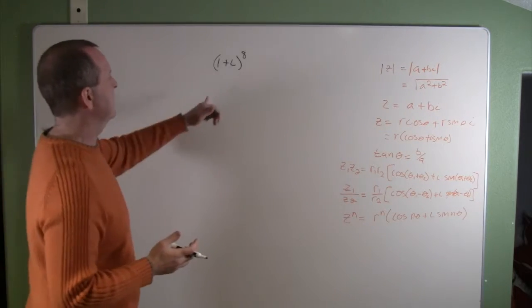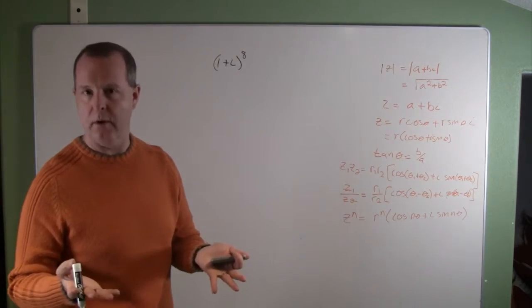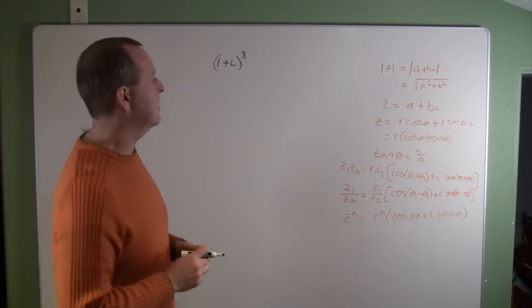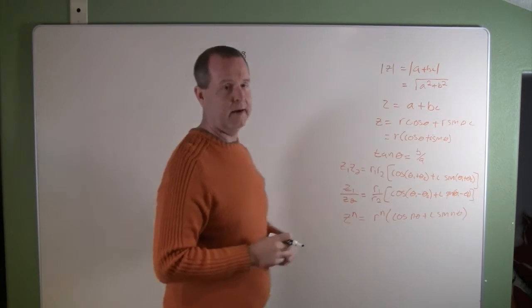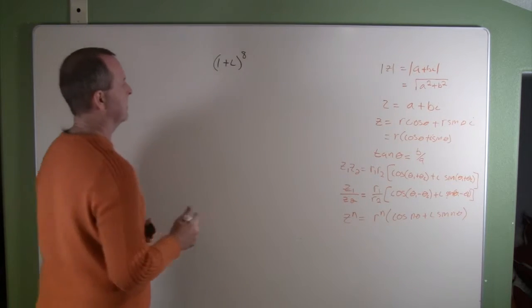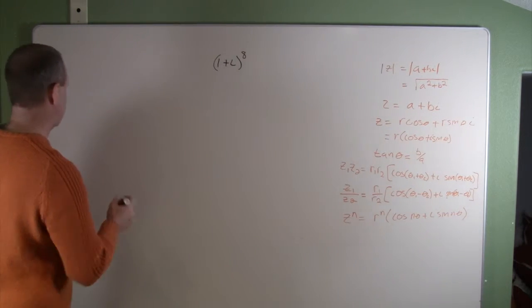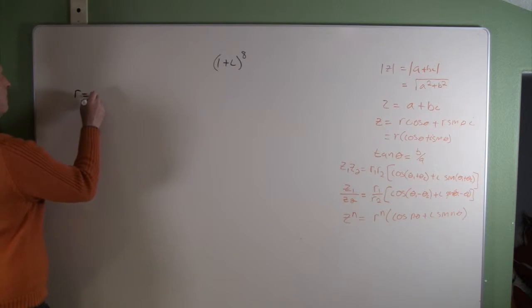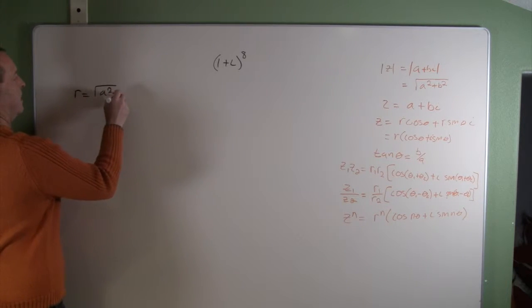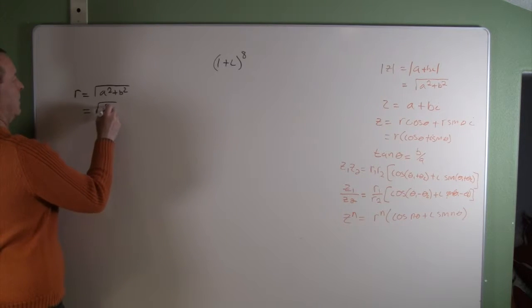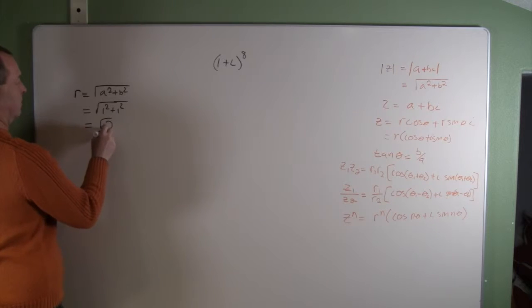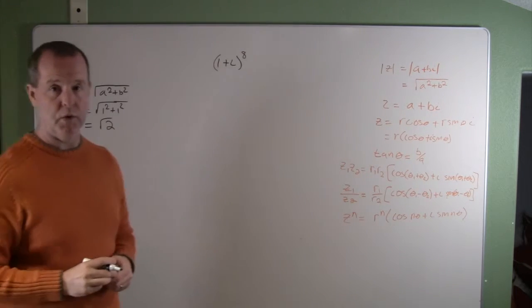And to do that, let's convert this over into our polar form first. So we're in rectangular form, let's convert it to polar form. So we need to find both our r and our theta, our modulus and our argument. So to begin with, we can find r, which was the square root of a squared plus b squared. 1 squared plus 1 squared equals root 2. So we have r equals root 2.